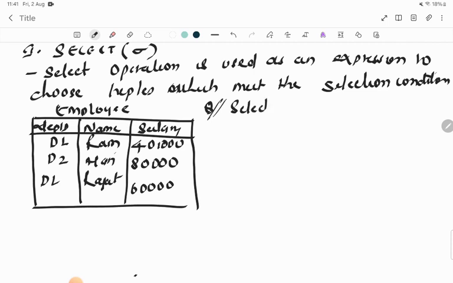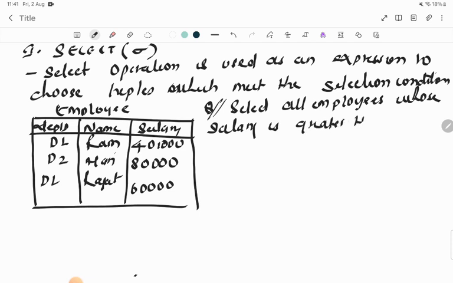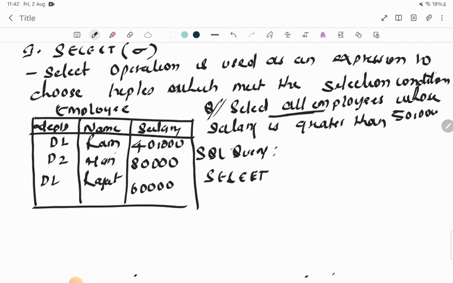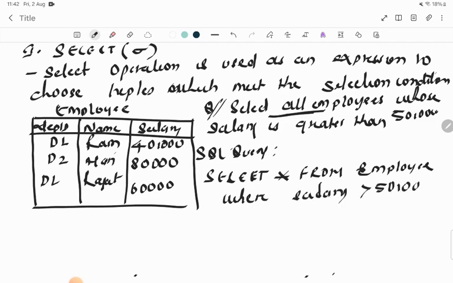The query is: select all employees whose salary is greater than 50,000. What will be the SQL query for this, which we have already studied? First we write SELECT, and it has told us to select all employees. What is the command for all? It is star. Select star from which table? From the employee table. And what is the condition? The condition is where salary is greater than 50,000. Okay, so this is the SQL query.